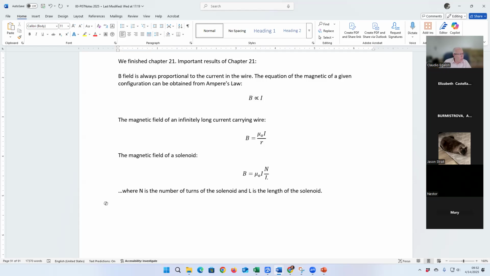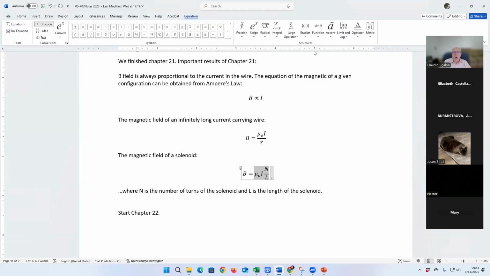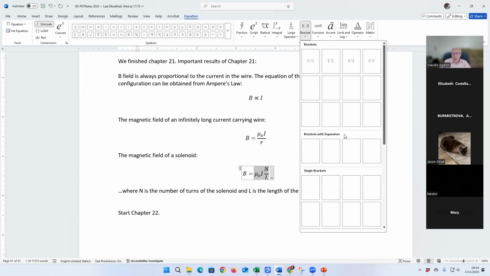And now what we're going to do is start chapter 22. And let's not forget, I'm going to be more specific here. In this case, is the field only inside the solenoid?